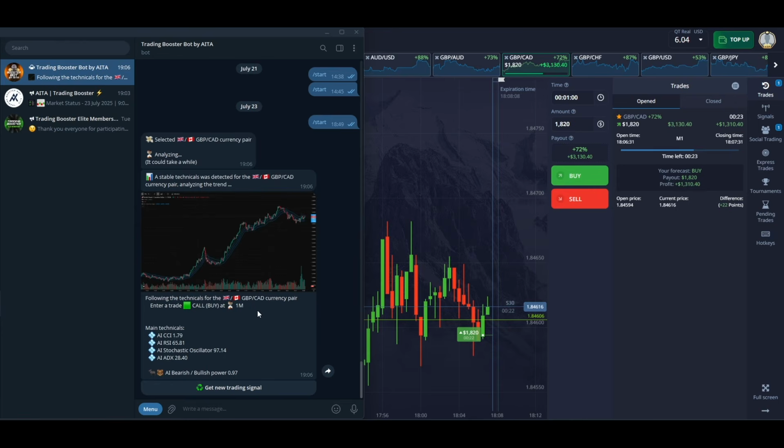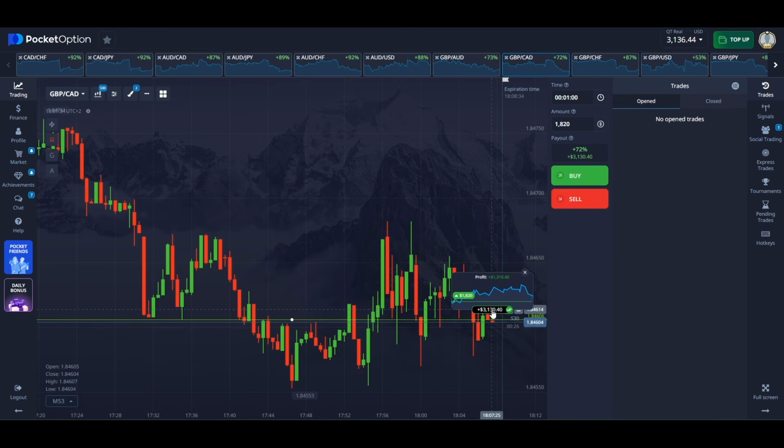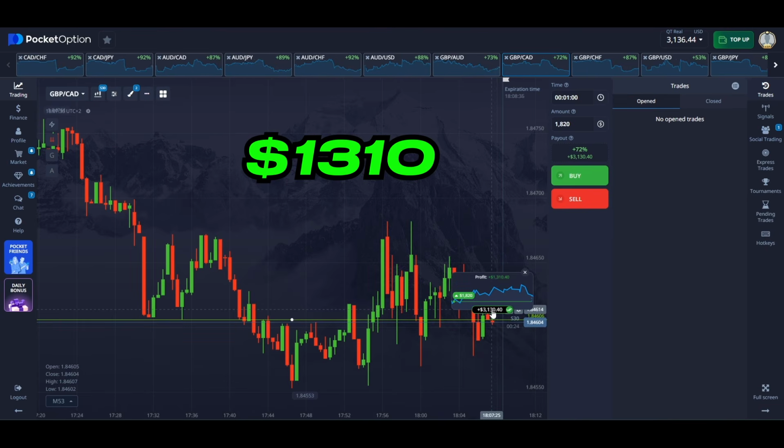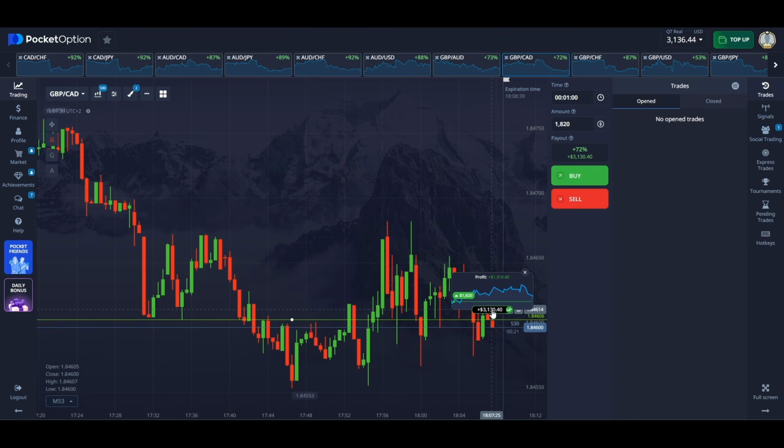All you have to do is copy its signal and open a trade in the right direction. An excellent third trade has already brought me 1,300 bucks. Just think about it. I've increased my deposit 6-fold in just 3 trades. Yeah, of course, I went all in.